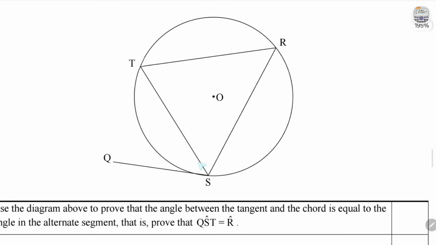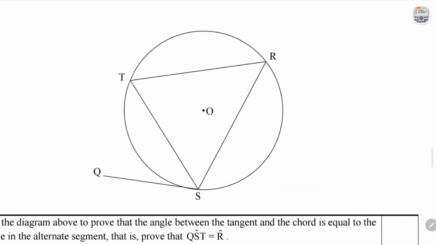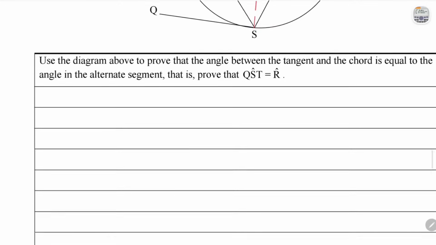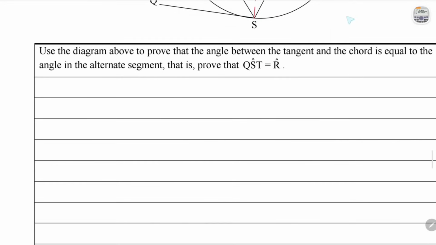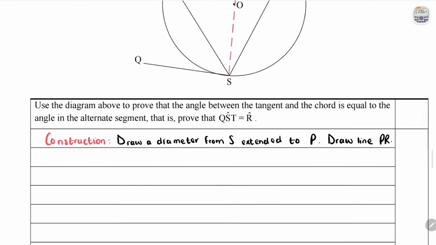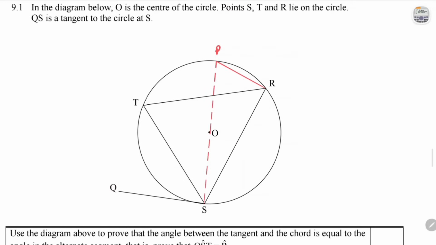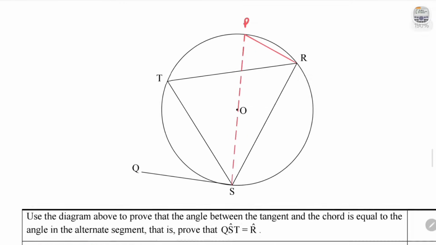Okay, so to prove this theorem, seeing that we are trying to focus on this angle and this angle, we are going to first draw a diameter. So it's going to go from S, O, and then extend to the circumference. So we can make it extend to a point, and we can call that P. And then we're going to connect these two together, okay? So P to R. And you need to ensure that you write down any constructions made. So we have drawn a diameter from S extended to P, and we are drawing line PR, joining those 2 points.